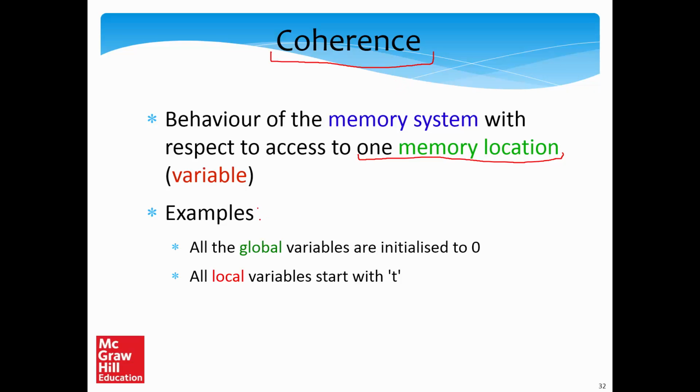So let's consider some examples, but here are the assumptions we'll be making for all the examples. All the global variables are initialized to 0. So let's make this assumption that all variables are initialized to 0. And all the local variables, which are most likely stored in registers, let's assume that they are stored in registers, right? They are not stored in memory locations. So let them start with a t. So variables like t1, t2, t3 and so on are local variables, they are not global, and they can be stored in registers.